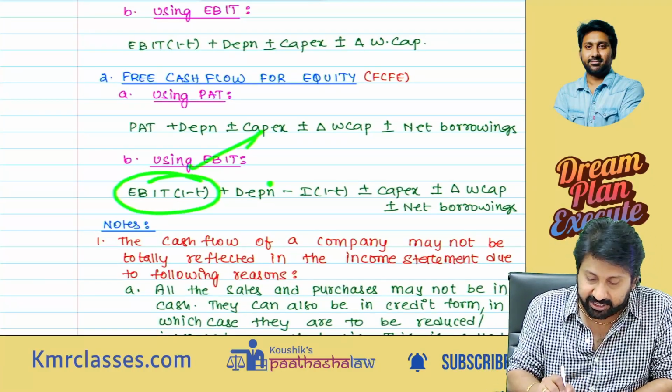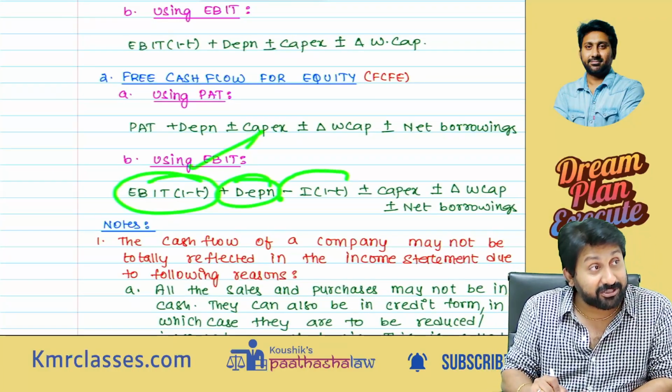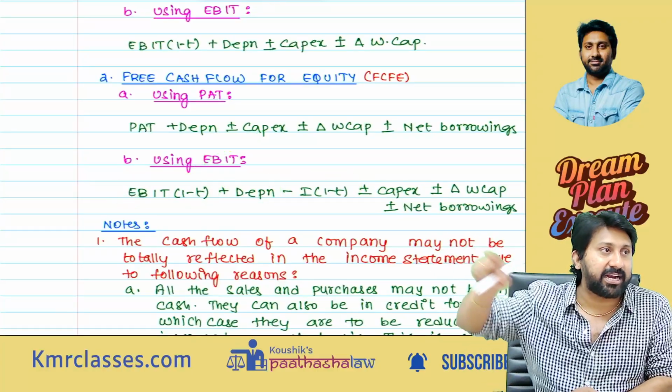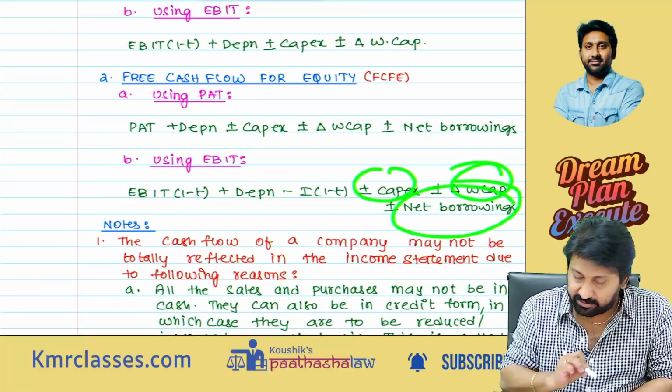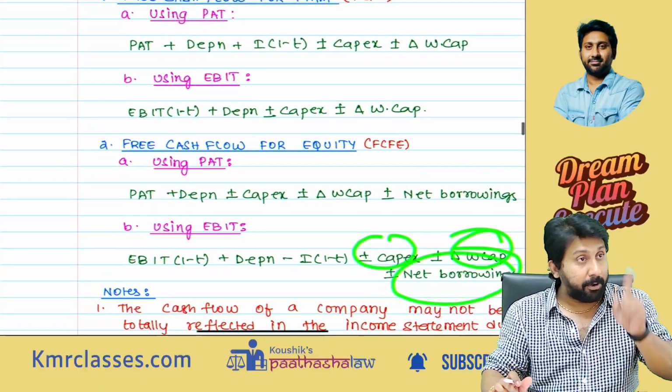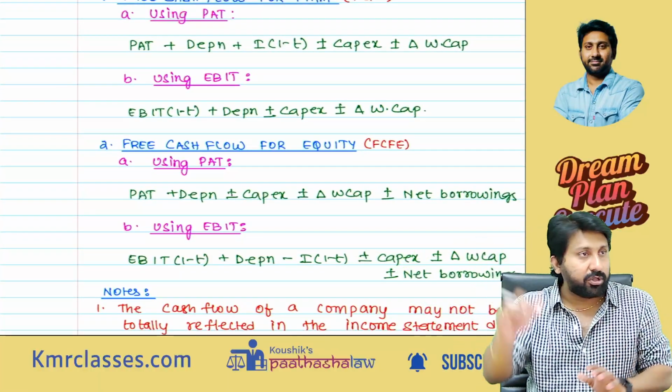EBIT into (1 minus T) plus depreciation. Now interest also should be deducted because they are also outsiders in this formula. Plus or minus capex, everything is same. So formula, pause and observe all the formulas, then do the question.